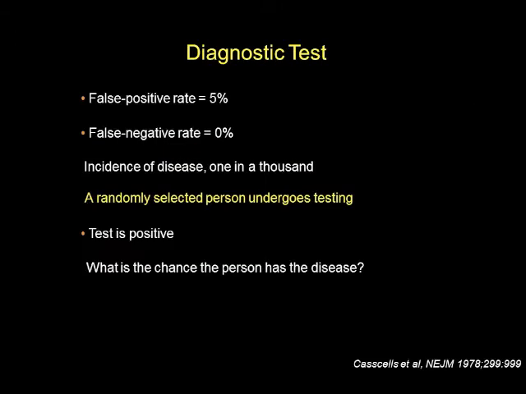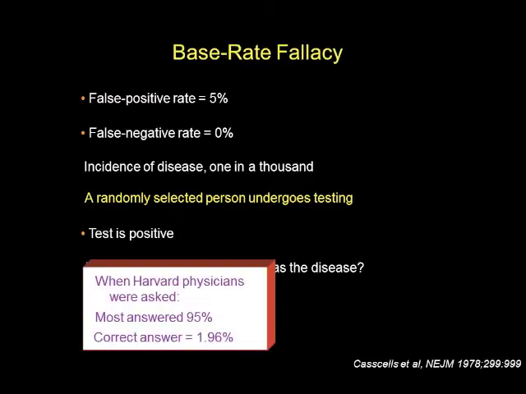Here's an excellent diagnostic test. False positive rate is 5%, false negative rate 0%, and the incidence of disease is 1 in 1,000. A randomly selected person undergoes testing. The test comes back positive. What's the chance that the person has the disease? When this question was put to physicians at Harvard, most answered 95%, whereas the correct answer is less than 2%.